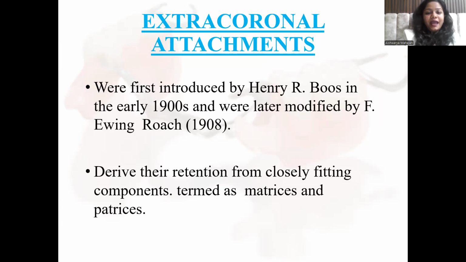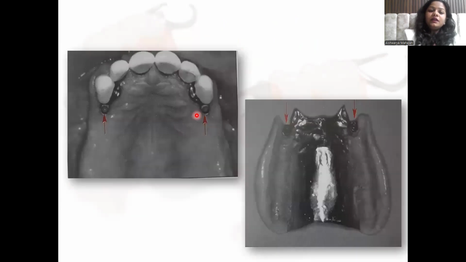These were introduced by Henry R. Booth in the 1900s and were later modified by F. Ewing Roach in 1908. These derive their retention from closely fitting components, which are termed matrices and patrices. So here with the fixed prosthesis, we have the matrix part, and in the removable prosthesis, we have the patrix part.